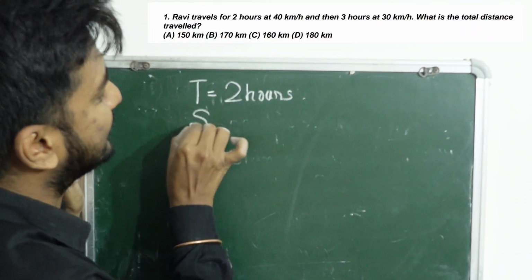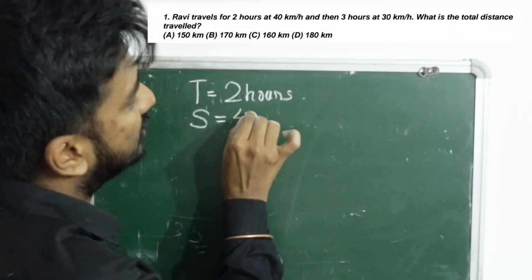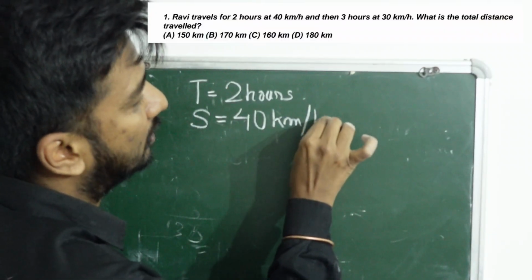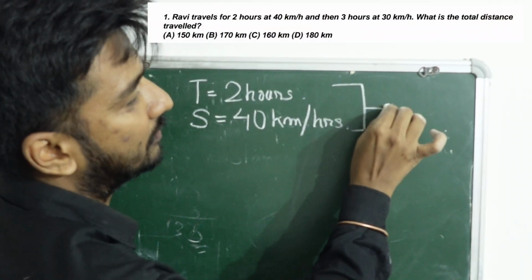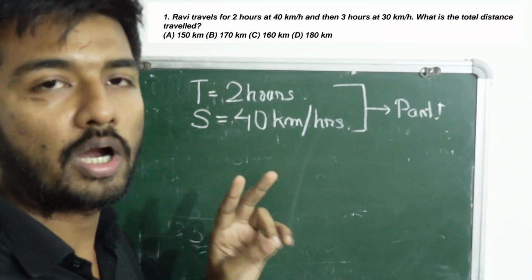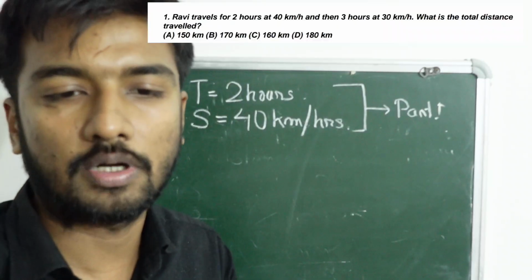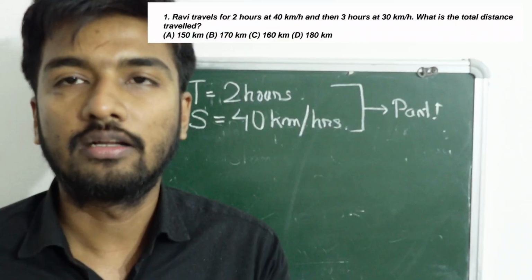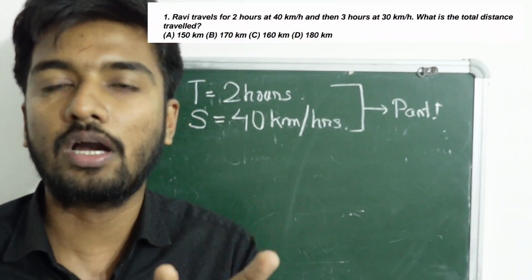And speed is given 40 kilometers per hour. This is part 1 of the question. There are 2 parts given. When it says Ravi travels for 2 hours at 40 kilometers per hour, that's part 1. And when it says then, it means part 2. Then 3 hours at 30 kilometers per hour, that's part 2.